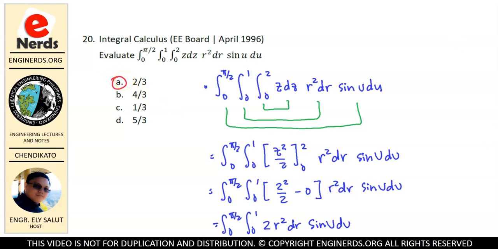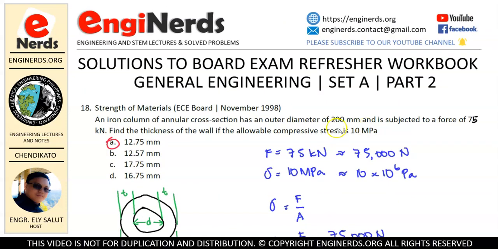Alright, so we are done solving part 2 ng ating set A. So, sa ating part 3, tatapusin na natin yung set A ng ating workbook. We will be solving from problem number 21 up to problem number 30.